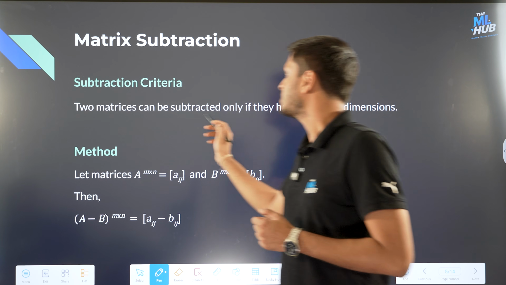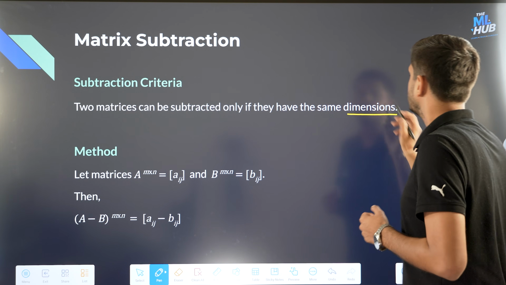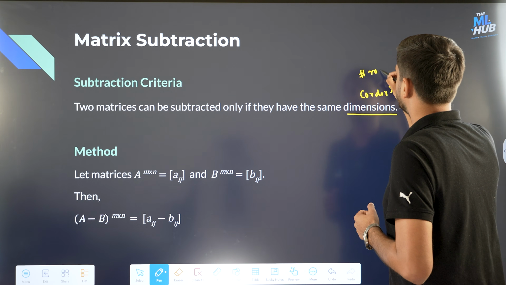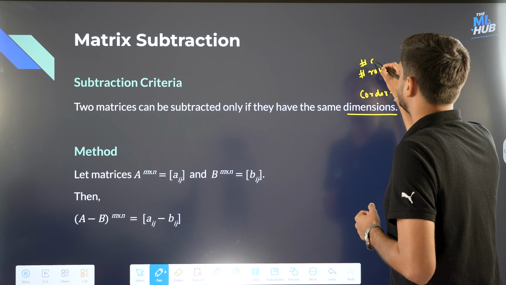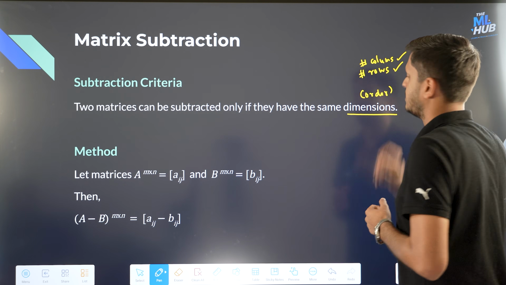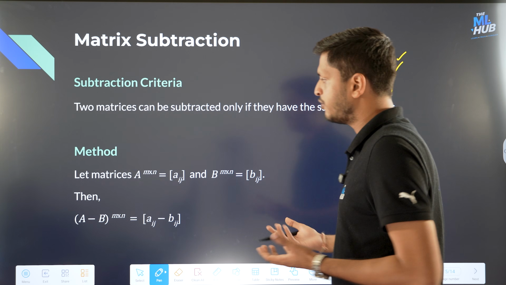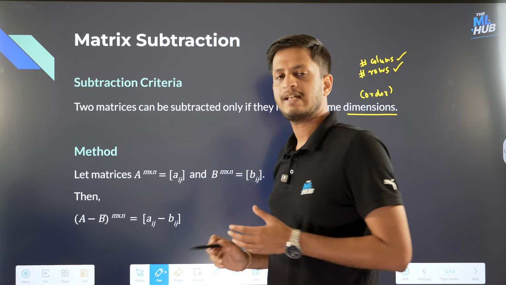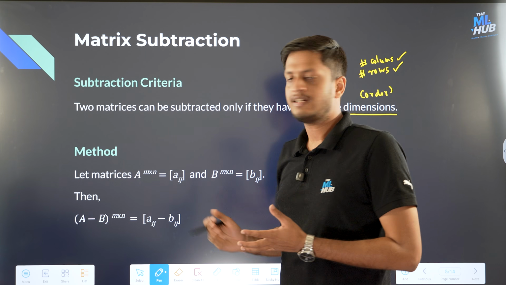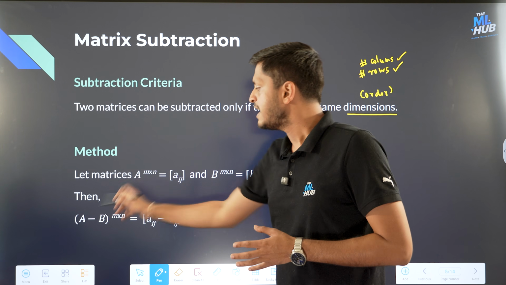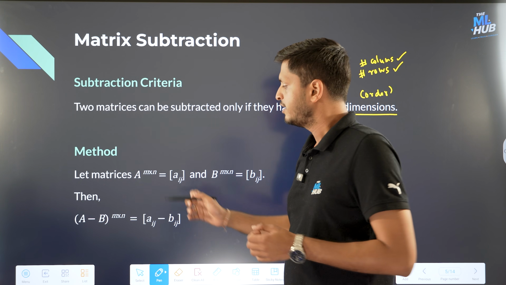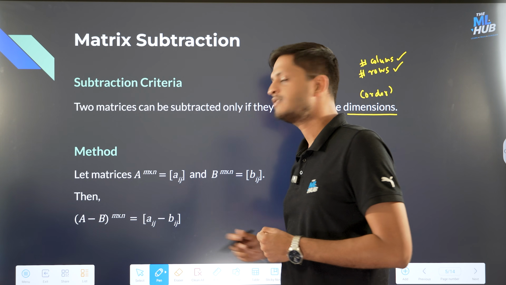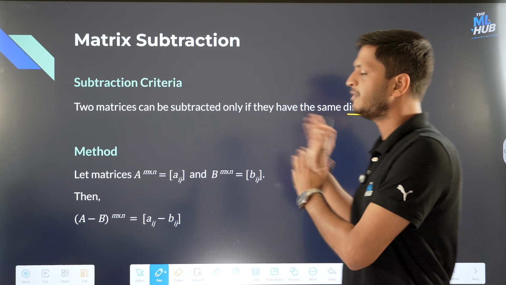So two matrices can be subtracted only if they have the same dimension or the same order, or if the number of rows is same and also the number of columns is same. Everything should be same. The order essentially should be entirely same. Okay. And how do we subtract two matrices? Let's say matrix A is of dimension m cross n and the ijth element is aij, and matrix B is again m cross n and the ijth element is bij. Then A minus B will again be of order m cross n, and the ijth element will be denoted by aij minus bij. Okay. So we will again subtract it element wise.